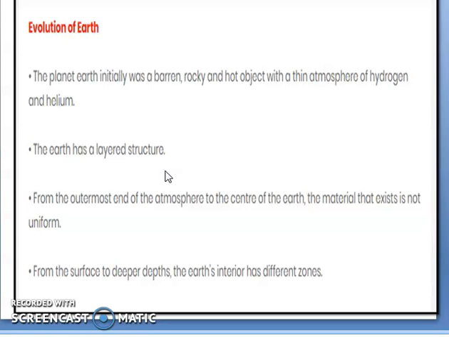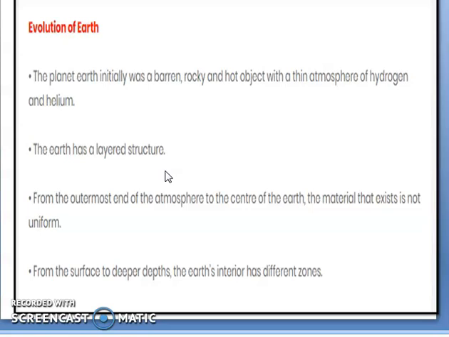Earlier it was a rocky, barren and hot Earth. Now the Earth is a beautiful planet with ample water and a good atmospheric condition where life can exist. But earlier, at the very beginning, in the initial stage, what was the situation? On the Earth, life couldn't exist.